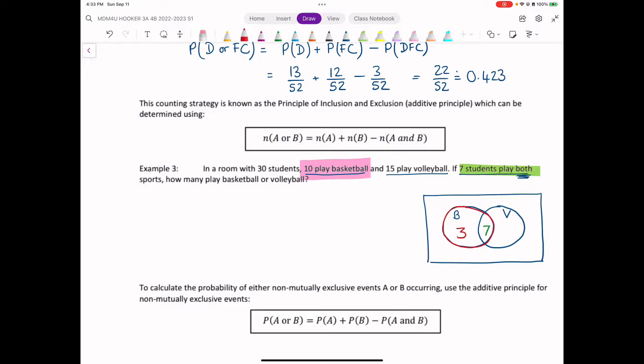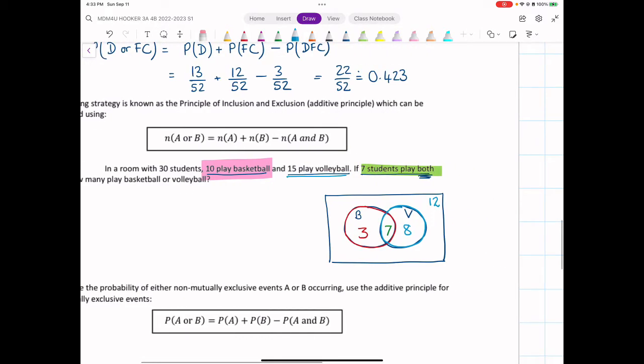And then we'll do the same with volleyball, and for that I'll use a blue color. So volleyball is this right-hand circle. 7 play both volleyball and basketball, so the remaining, mental math, there we go, 8, will play just volleyball. Now let's add those together. 3 plus 7 is 10, plus 8 is 18, and there's 30 students altogether. So that means 12 students play neither basketball nor volleyball, right?